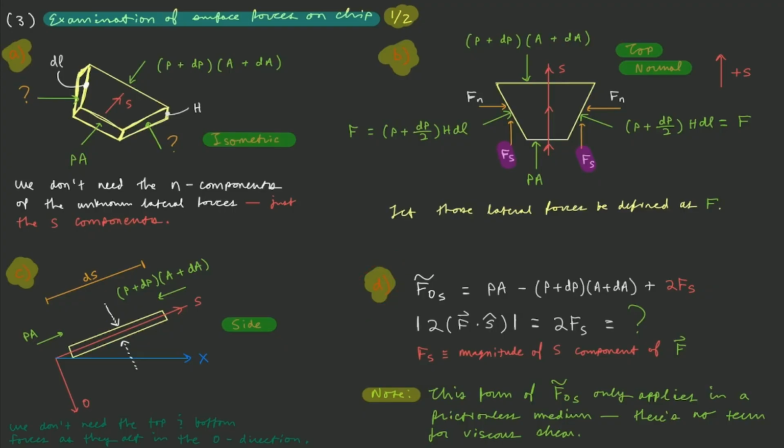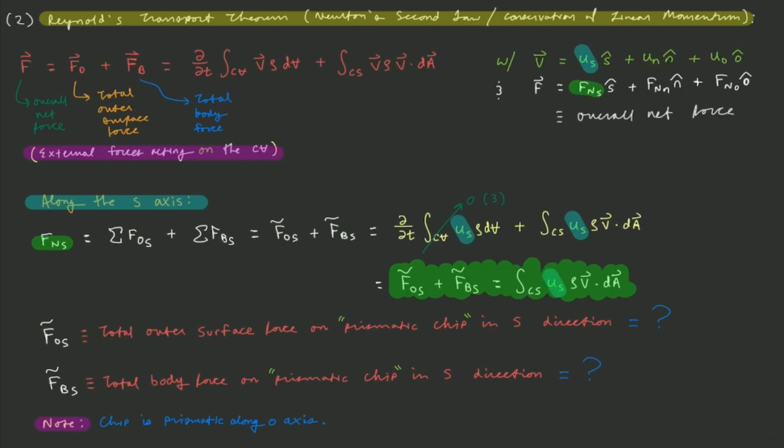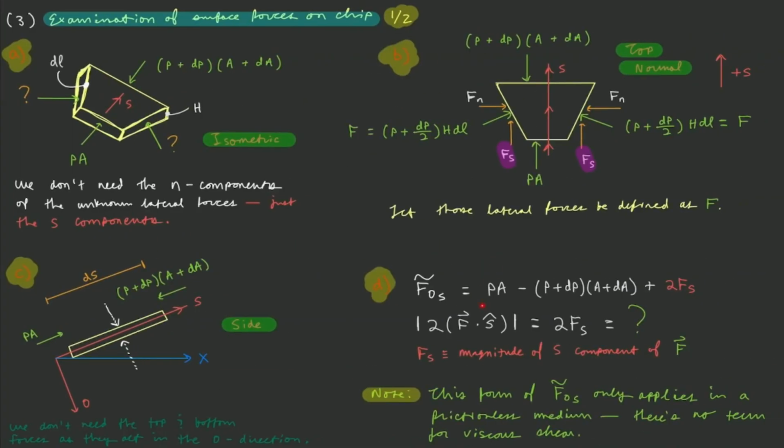But now we're going to look at D, right? So let's look at D. Essentially, FOS, again, is the total outer surface force on the prismatic chip in the S direction. We could see that that is PA, right? Because this is positive S in this direction, right? So we have PA minus P plus dP times A plus dA plus 2Fs. No friction, no Reynolds stress, nothing like that. How are we going to define Fs? Well, again, we've defined Fs.